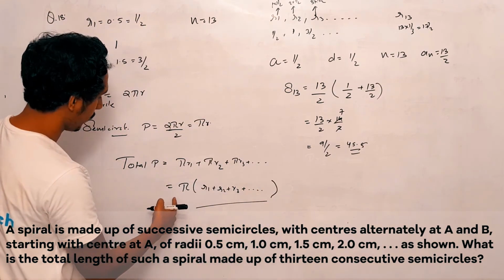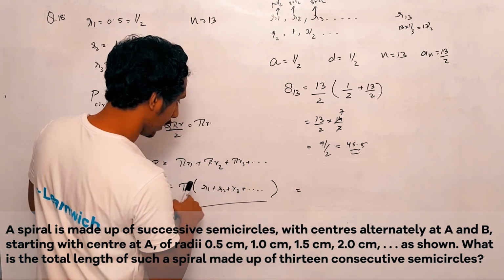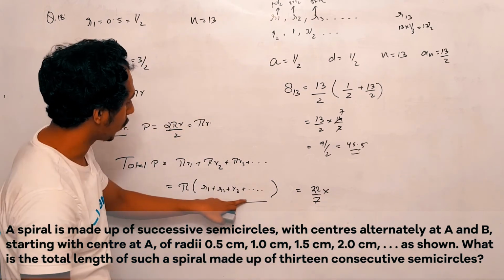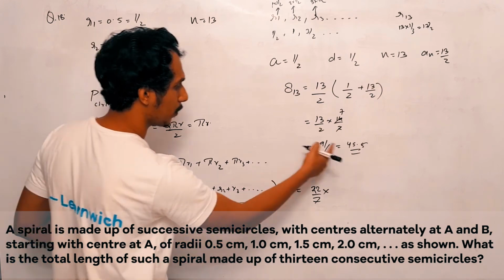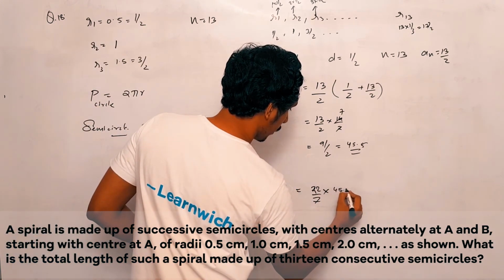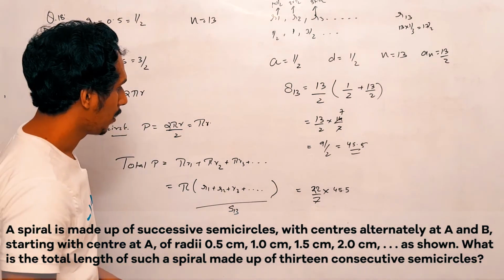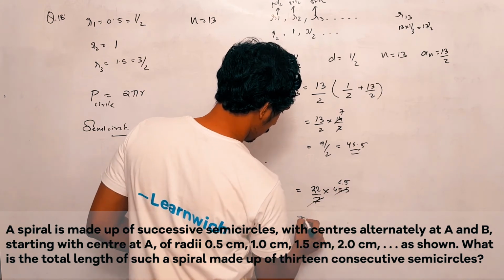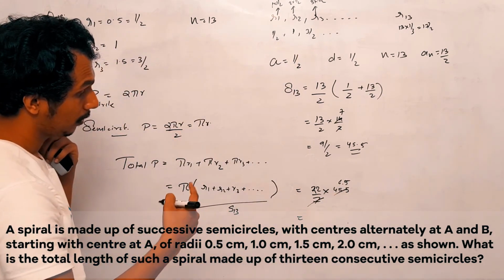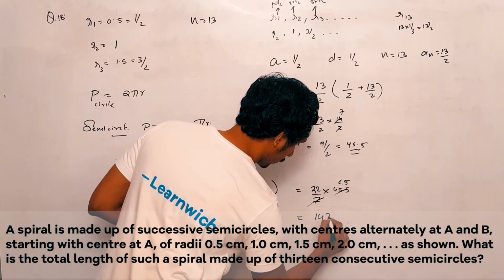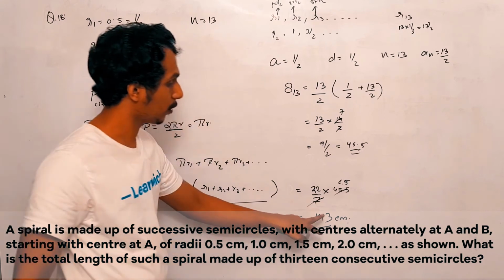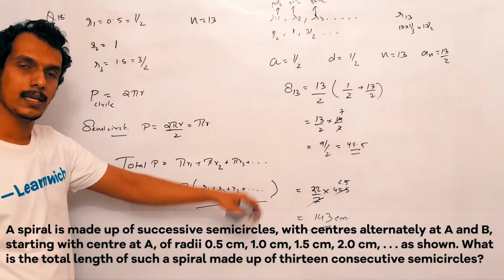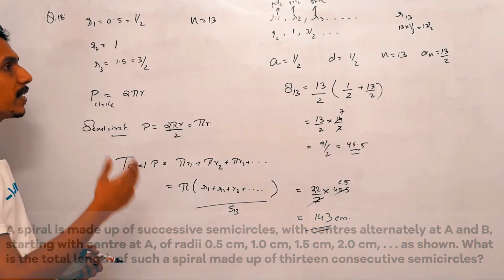Okay. So what will be the total perimeter? Total perimeter will be pi into, pi is 22 by 7 into, we just got the answer for this one, which is 45.5. Correct? Or you could simply say this will be 6.5. Yeah, 22 into 6.5 will be 13 into 11, that will be 143. If it is centimeter, then it will be centimeter. Problem solved. That is 143 centimeter for the total perimeter of the spiral. Simple one. Please note it down. Let's go to the next one.